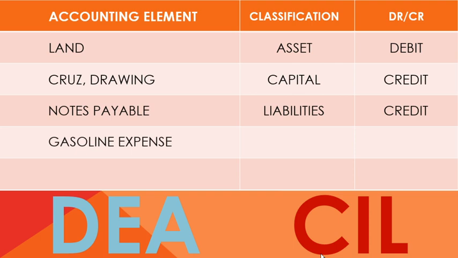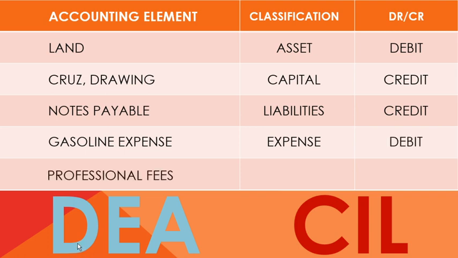Okay? Fourth one, let's have gasoline expense. Okay? So, it is an expense. So, ang classification po niya ay expenses. And expenses will fall under debit. So, it is a debit account.